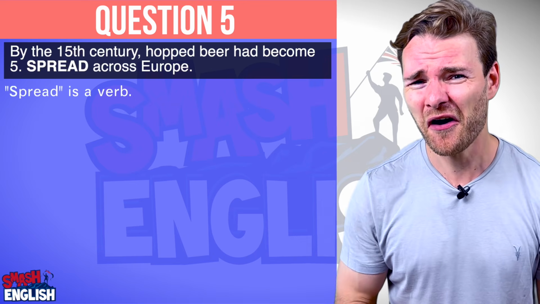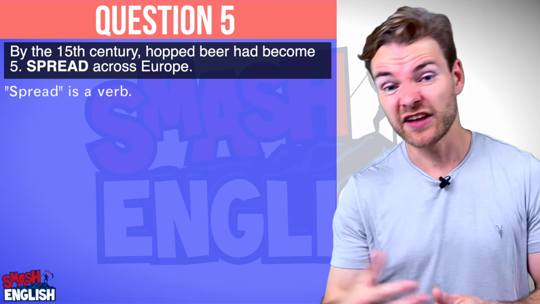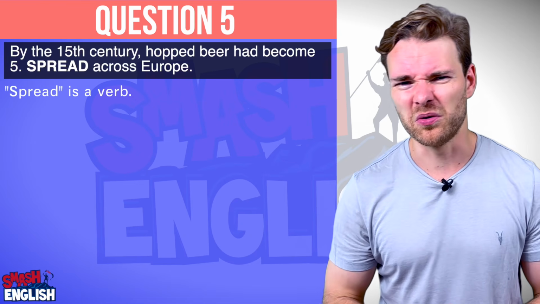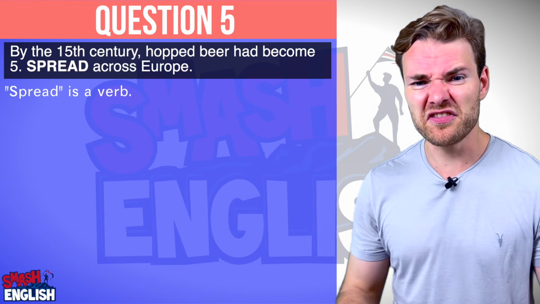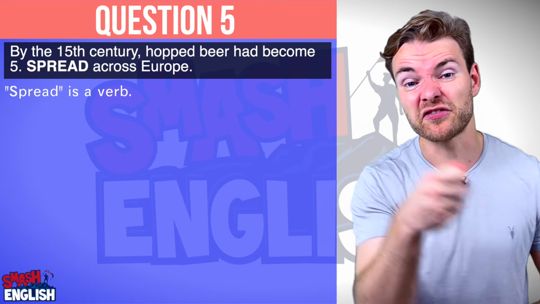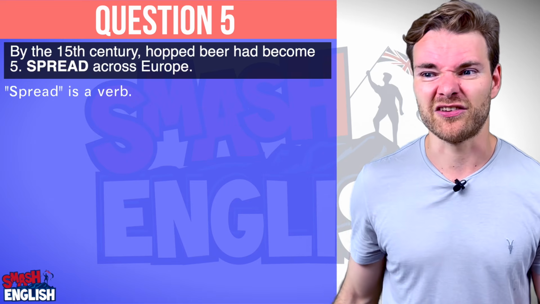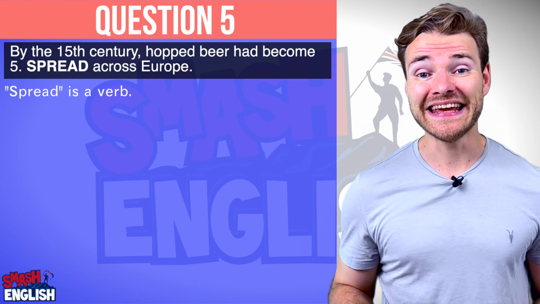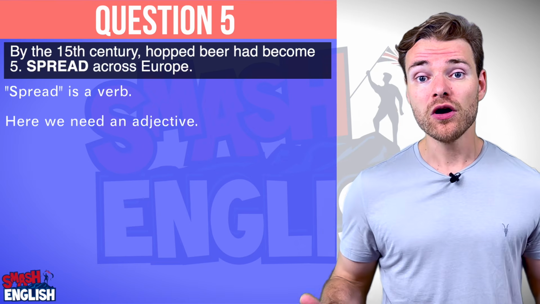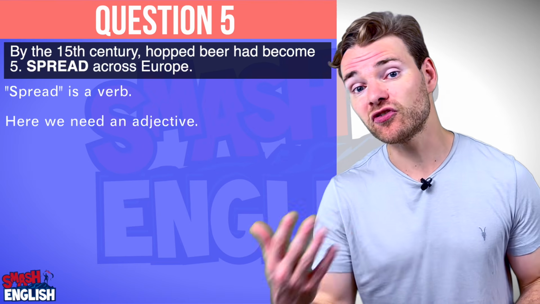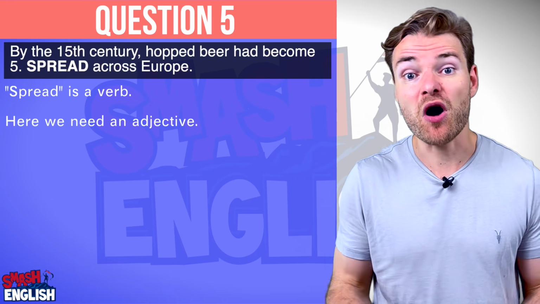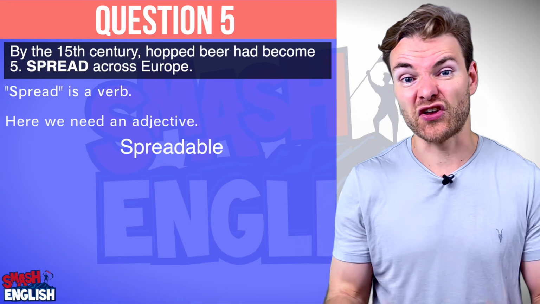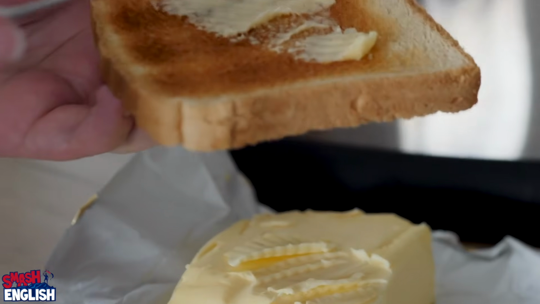Spread is a verb, unless you're talking about a spread, like Nutella, or jam, or Marmite. These are spreads because you spread them on bread. Yeah, no, here we need an adjective. So, what is the adjective that comes from spread? Well, there are a few. We could say spreadable, but this describes a spread that is easy to spread.